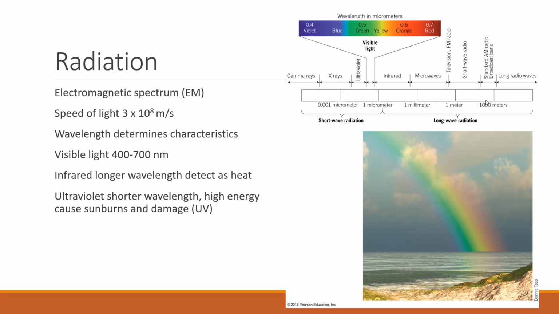Infrared are longer wavelengths. This is what we detect as heat. So the 700 nanometer wavelengths are the red side, the 400 is the violet side. So ultraviolet is shorter wavelength, so this is higher energy. This is the stuff that causes sunburns. That's why you're looking for sunblock that's UVA, UVB. It's blocking this ultraviolet radiation. Our ozone layer blocks ultraviolet radiation.